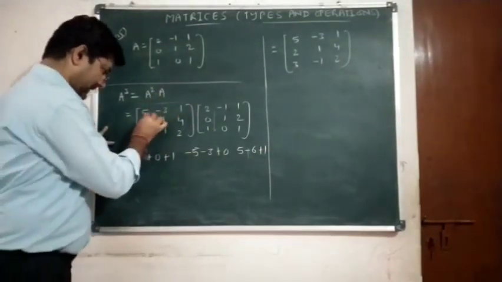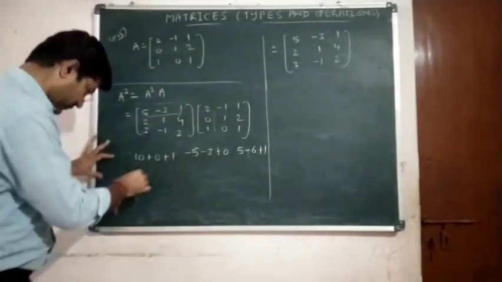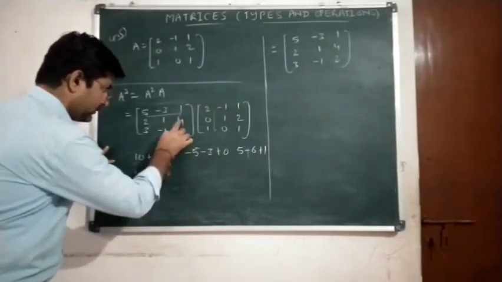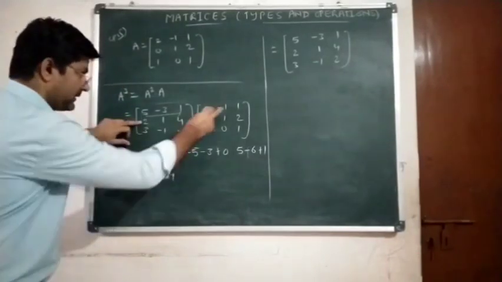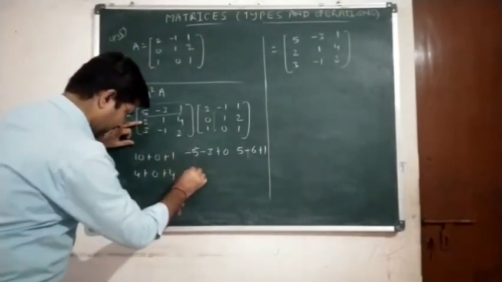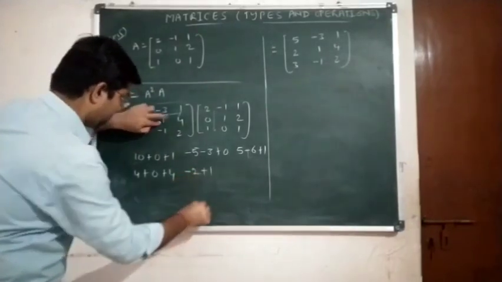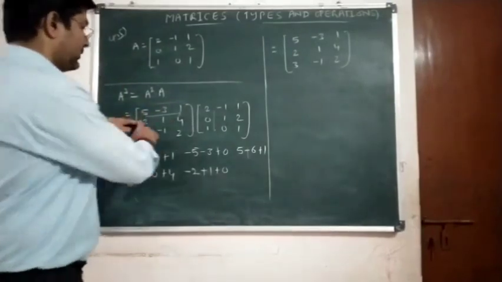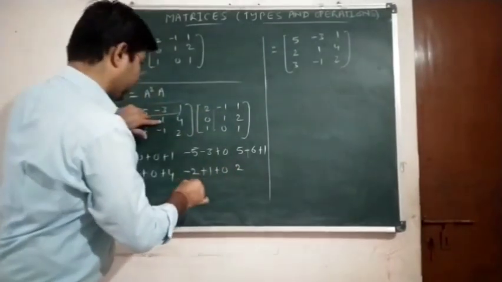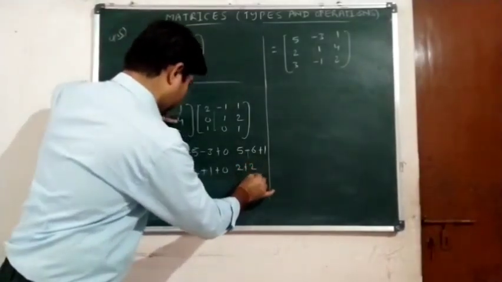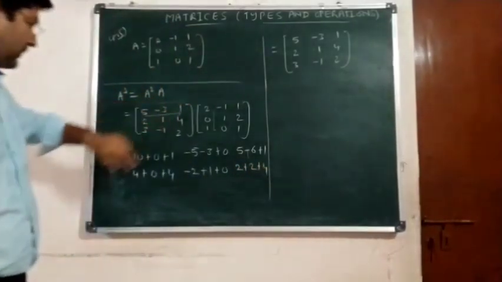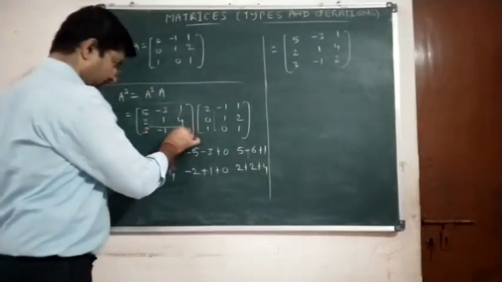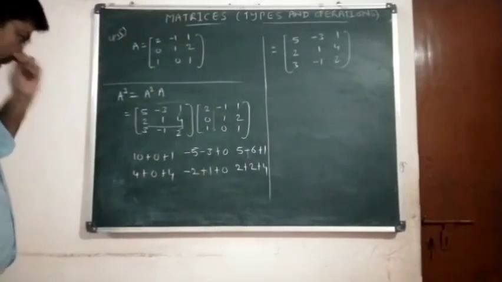Now we will multiply second row with the first column. So 2 2s are 4 plus 1 into 0 is 0 plus 4 1s are 4. With the second column, 2 into minus 1 is minus 2 plus 1 1s are 1 plus 4 into 0 is 0. Okay, with the third column, 2 1s are 2 plus 1 2s are 2 plus 4 1s are 4. Now we will multiply third row with the first, second and third column one by one.